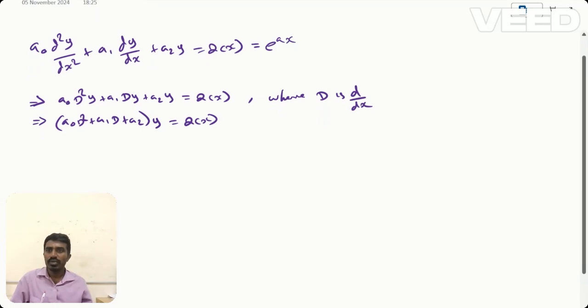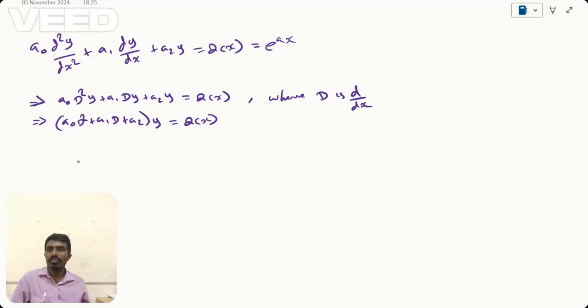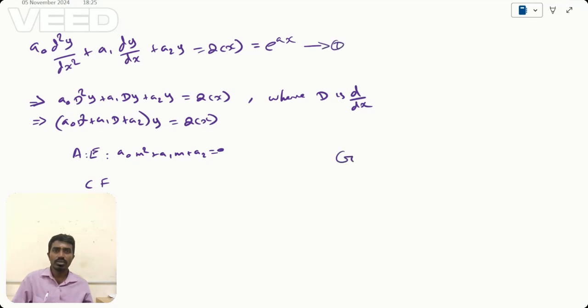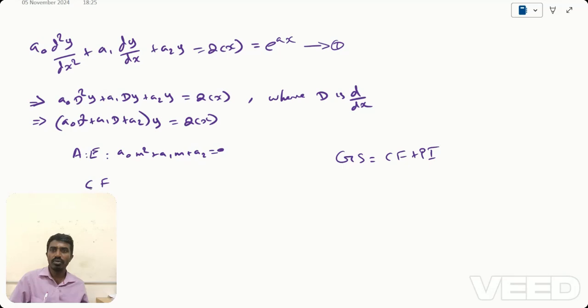For that, we first write the symbolic form of the differential equation and then find the auxiliary equation. The auxiliary equation is a naught m square plus a1 m plus a2 equal to 0. Then solve this quadratic equation, and based on the roots, there are three classifications for writing the complementary function. And then the general solution of equation 1 is CF plus PI. So already we found CF.